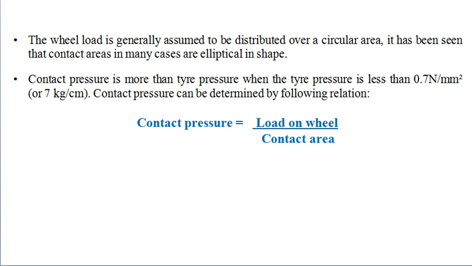Next, the wheel load is generally assumed to be distributed over a circular area. Now as we have discussed earlier, whenever a wheel comes in contact with the pavement, the contact area formed will be elliptical in shape, but for ease in the design, the area over which the load is distributed is considered to be circular. The contact pressure is more than the tire pressure when the tire pressure is less than 0.7 Newton per mm square, that is 7 kg per centimeter square, and the contact pressure can be determined using the following relation: contact pressure equals load on the wheel upon the contact area.